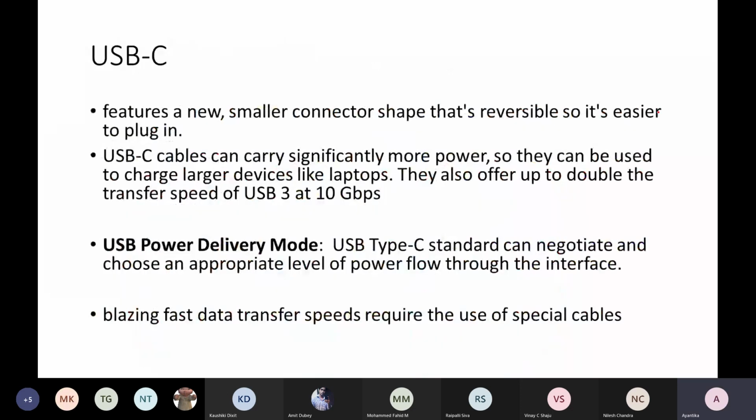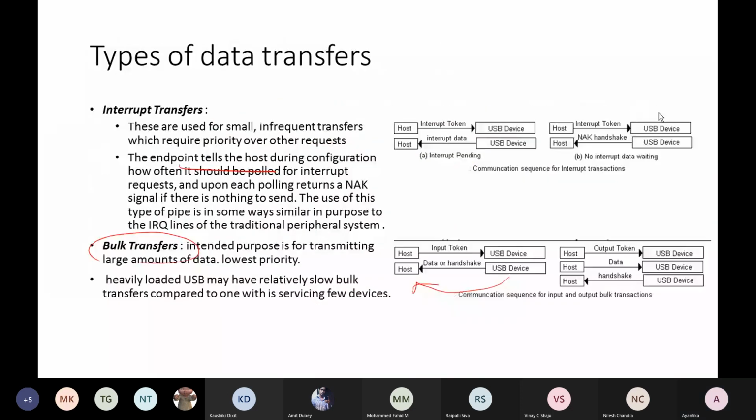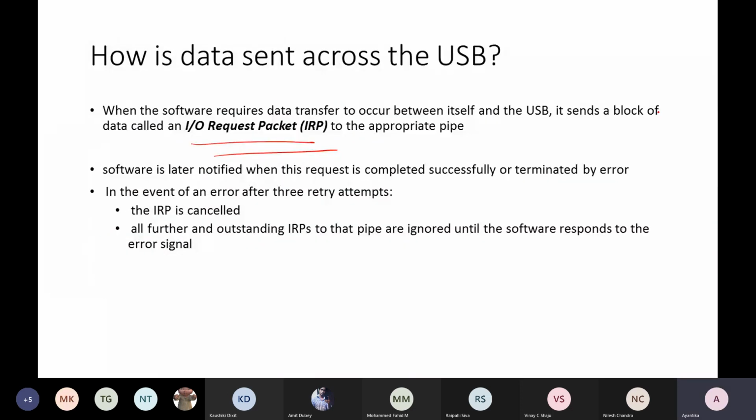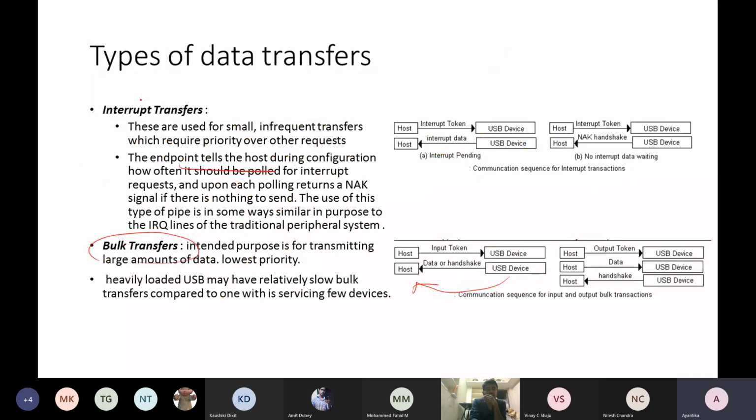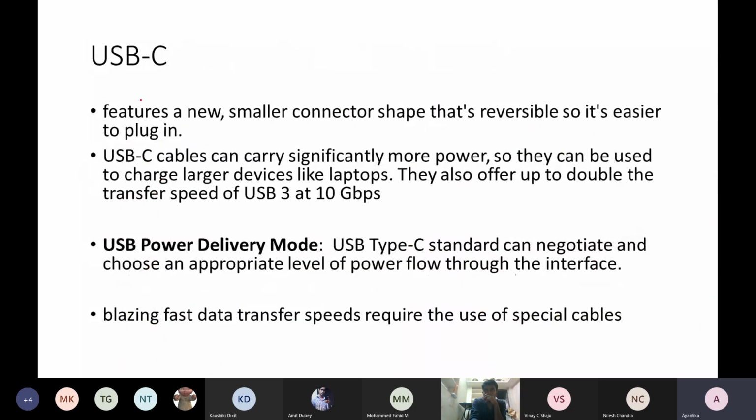So now just come to this. USB is receiving this IO request block. And this part we have also mentioned last day, that software is later notified when this request is completed. That means, go back from the USB's point of view.